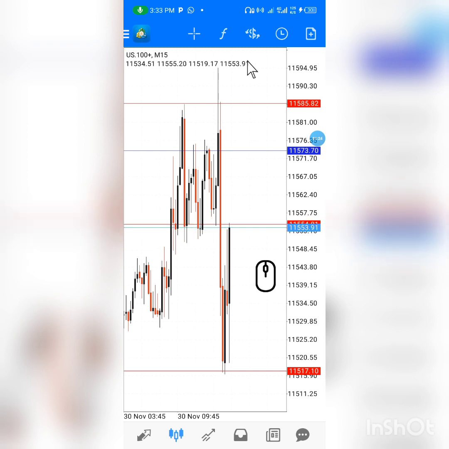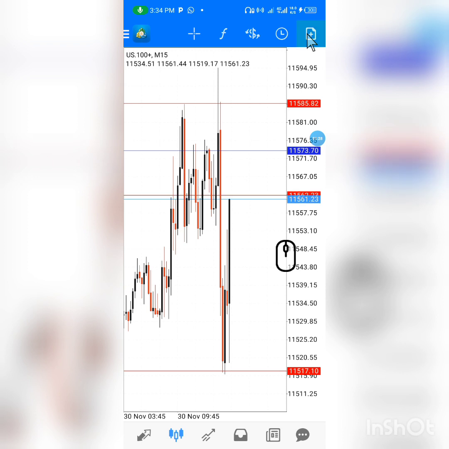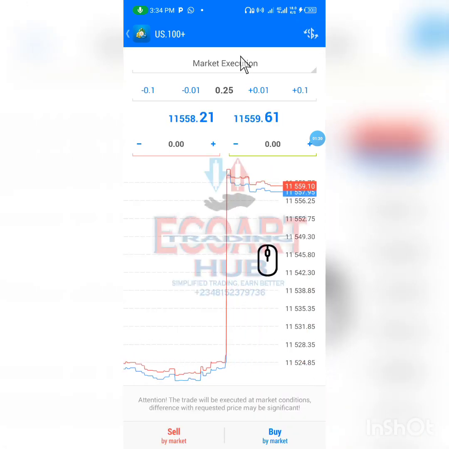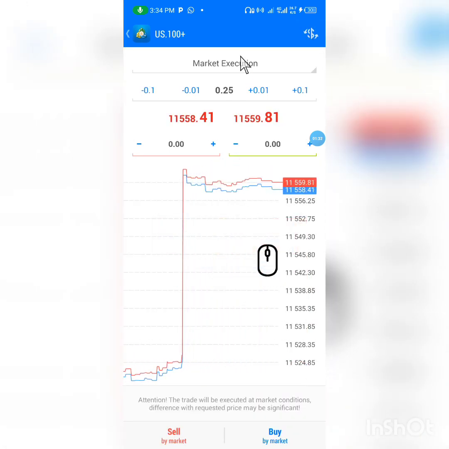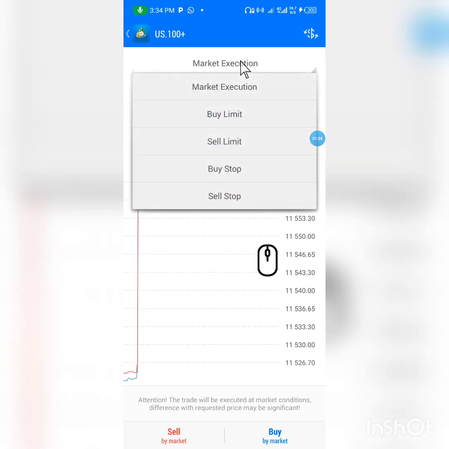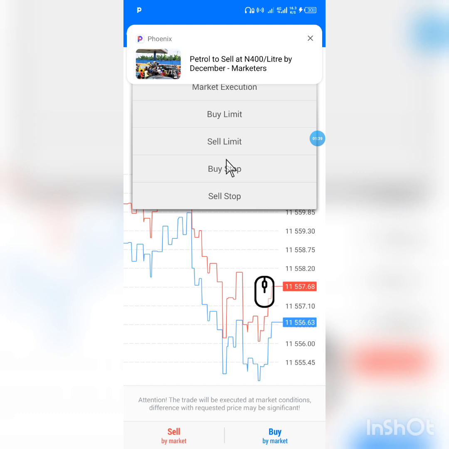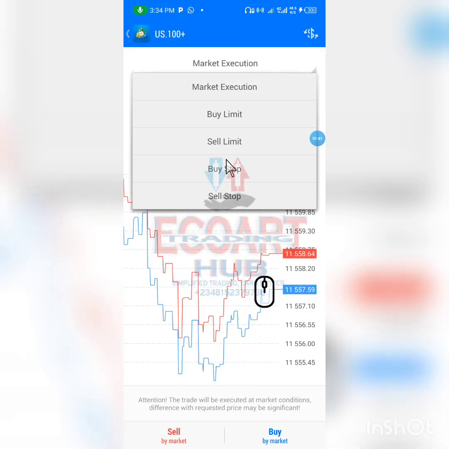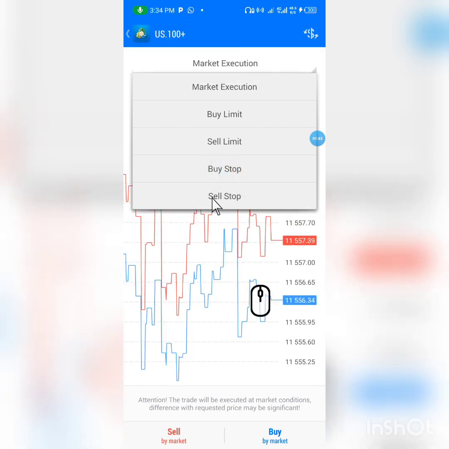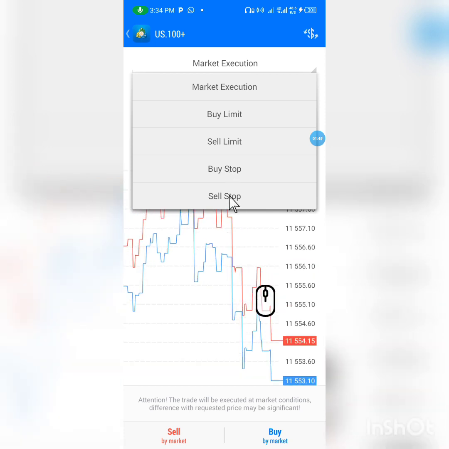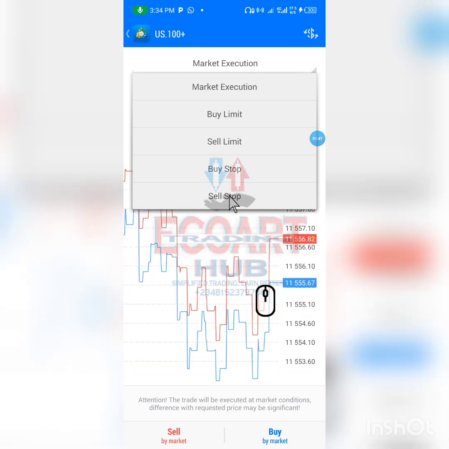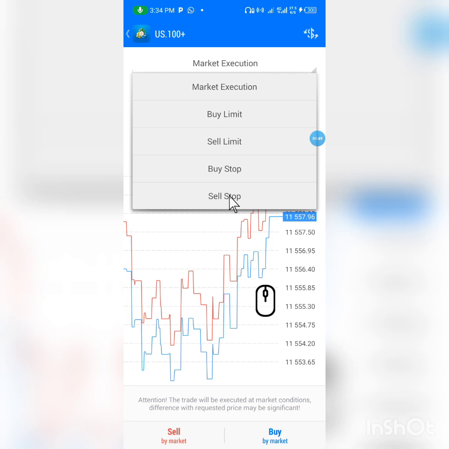So what it means is this, and you can get it from your order. Once you click on your market execution, you see the buy limit, the sell limit, the buy stop, and your sell stop. So these are the four market executions which are known as pending orders.